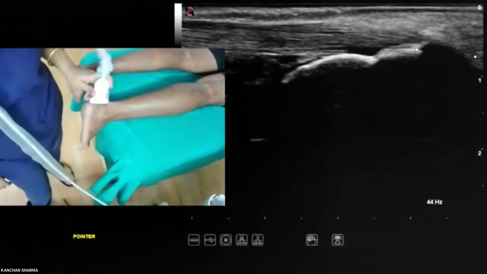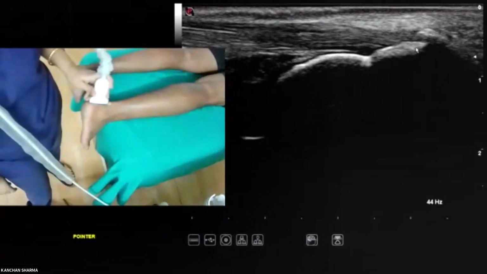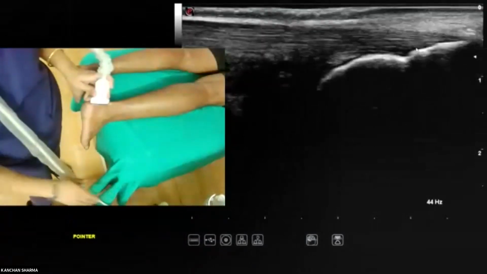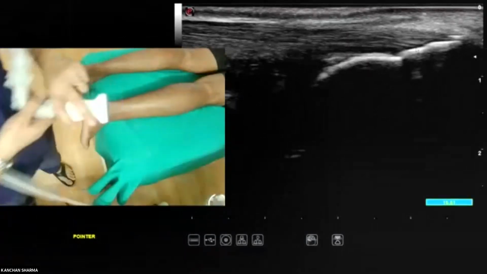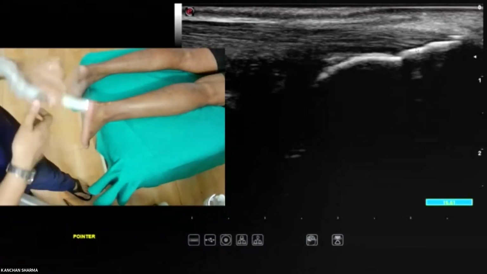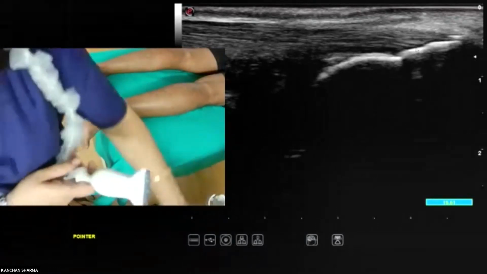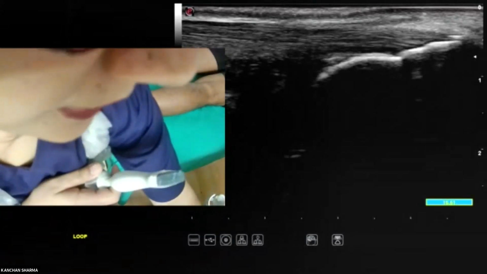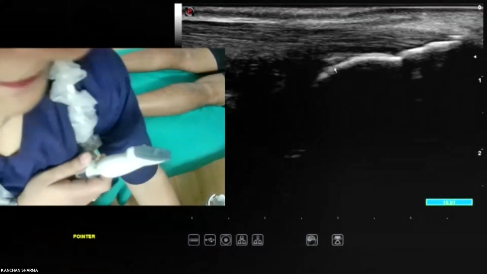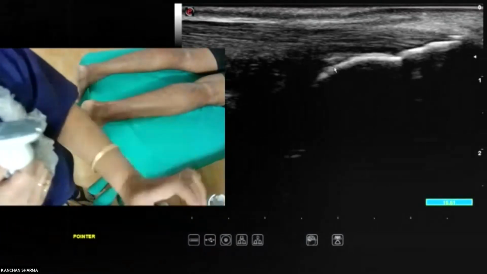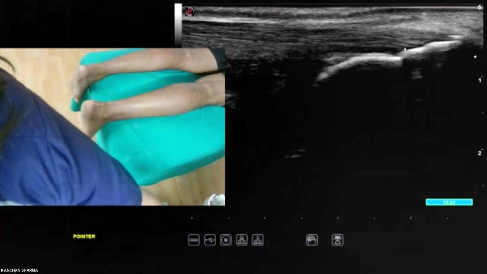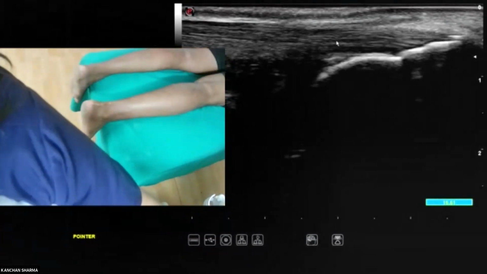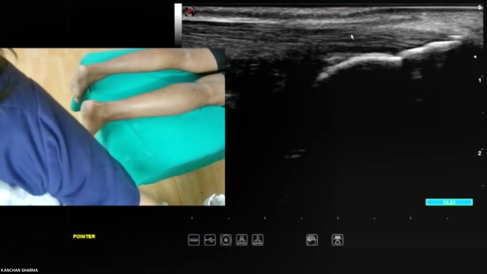The probe is in the longitudinal axis. Now I'm able to see something there, a hyperechoic thing. Now I'll just freeze it. Probe position you have understood. Now look at the arrow and try to learn how to look for the Achilles tendon. This is our calcaneus bone. This hyperechoic fibrillar thing is our Achilles tendon.